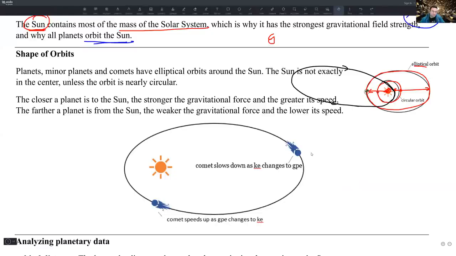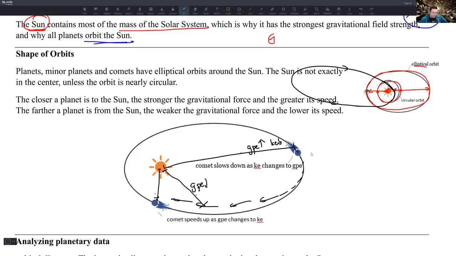But here's the thing, the distance from the sun affects the object's speed. The farther away a comet or a planet is from the sun, the slower it is. Why? Because it gains gravitational potential energy, so it loses kinetic energy. The greater the distance, the more potential energy you have. But as this comet starts to move closer and closer to the sun, its distance decreases and decreases. Well, potential energy decreases, and on the flip side, it speeds up. Kinetic energy increases.